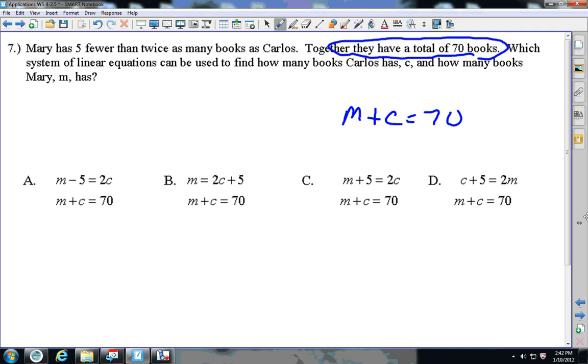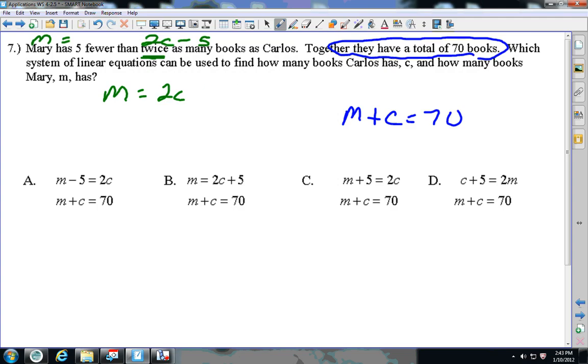All right, so let's try and look up here. I was trying to eliminate at least one of them. Up here it says Mary has 5 fewer. Okay, so Mary has 5 fewer than twice as many books as Carlos. What does twice mean? It means 2 times that. Now, 5 fewer means I need to take 2 times the Carlos, but I have to subtract 5 from it. So the answer, where is it? Let's see. I don't have one. See, look, it says M equals 2C, not plus, minus 5.